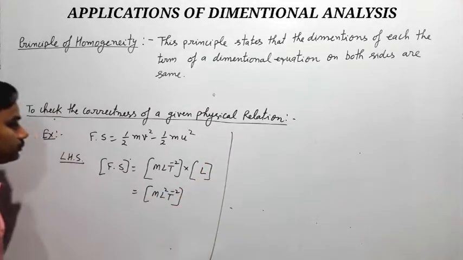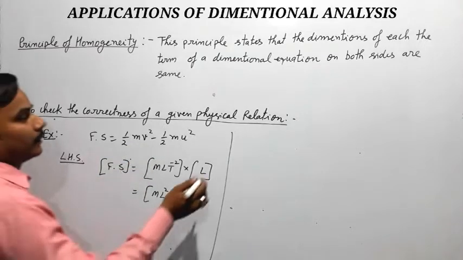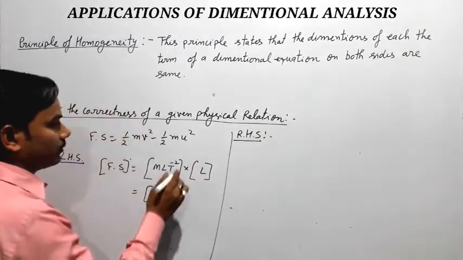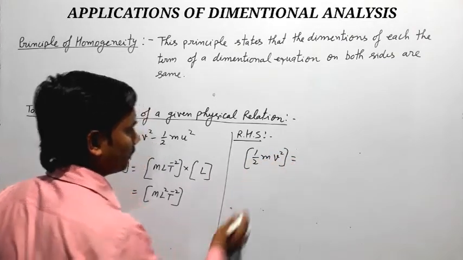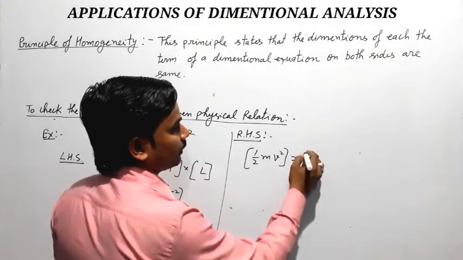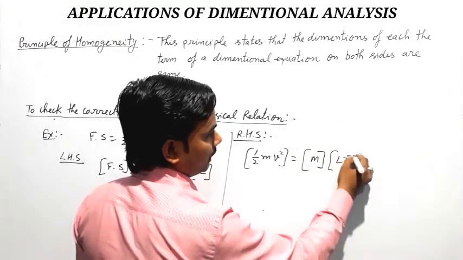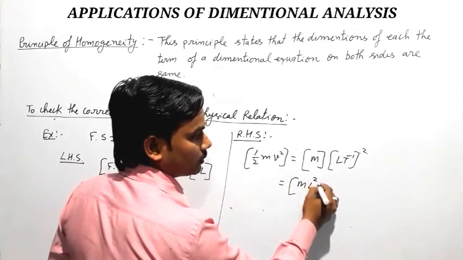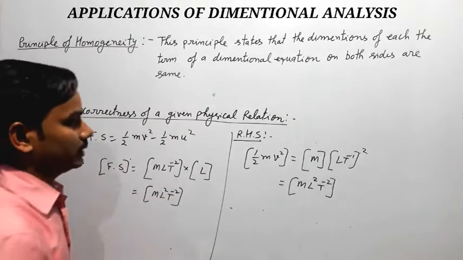Now we will check these 2 terms in the right hand side. In RHS we will check the first term, that is half mv square. So we will write the dimension of half mv square. 1 by 2 is dimensionless, the dimension of mass is M, and the dimension of velocity is LT minus 1, to the whole square. So this will be ML square T minus 2. This is the first term of the RHS.